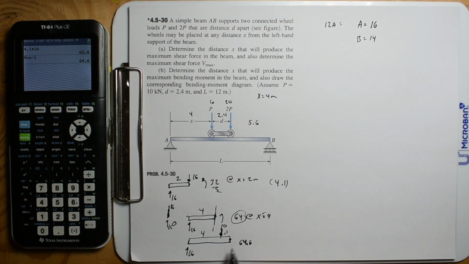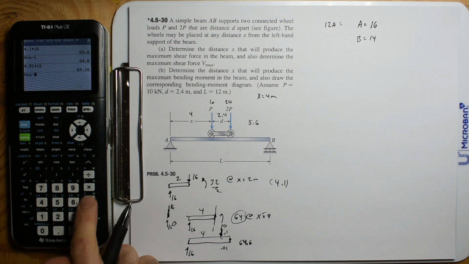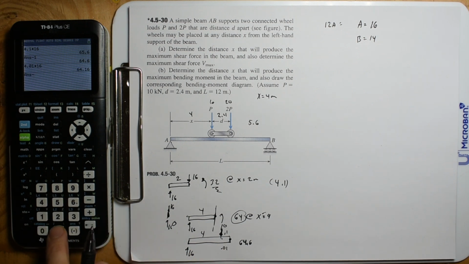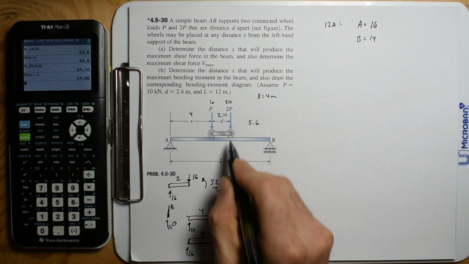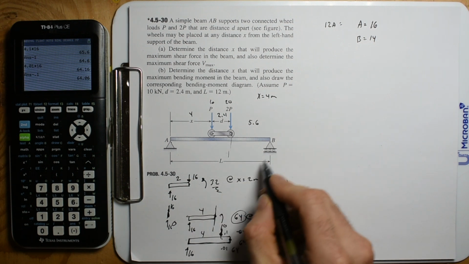But now, let's take this down to like 0.01. If we do that, we're going to have a moment of 4.01 times 16 minus 0.1. And so we're approaching 64. So it is continuous, it's not discontinuous. But now we need to figure out what the moment is from 64 to here. And so let's just do that.